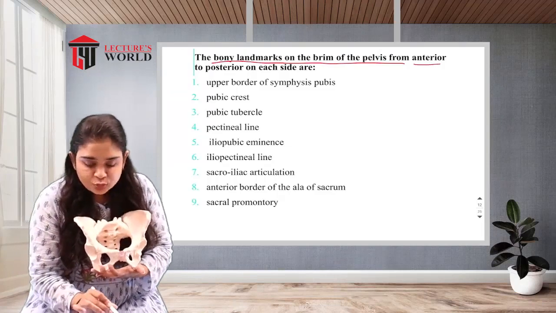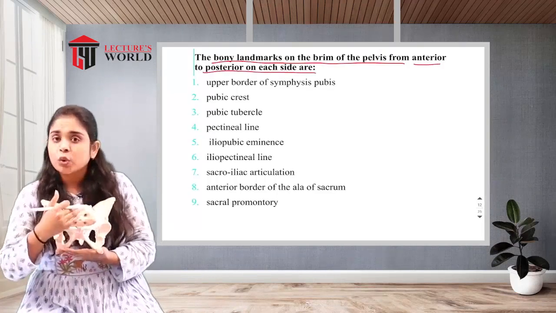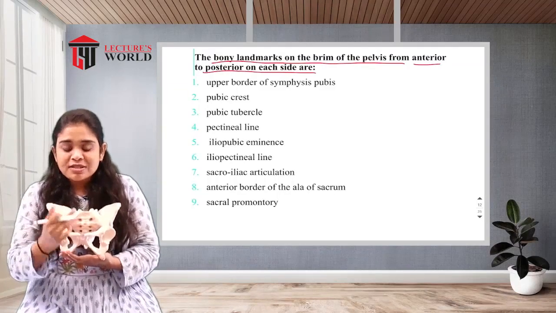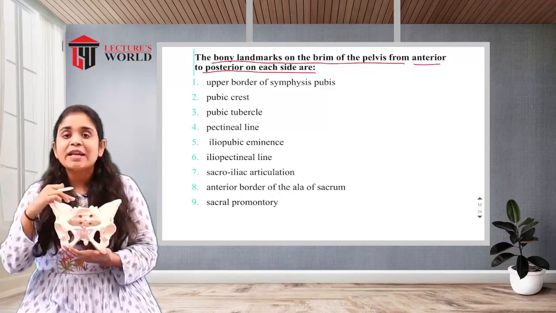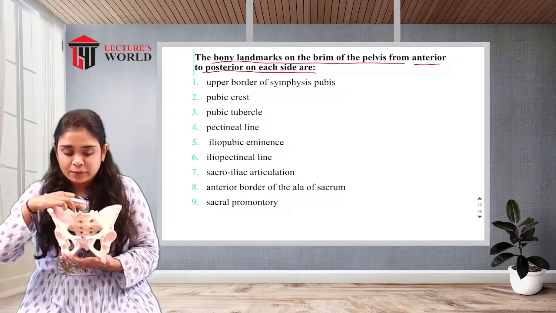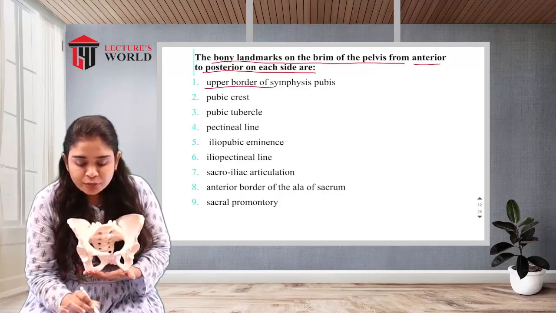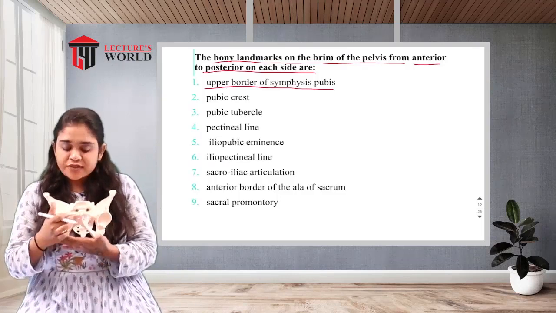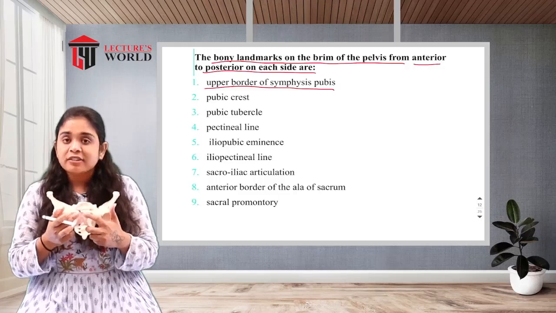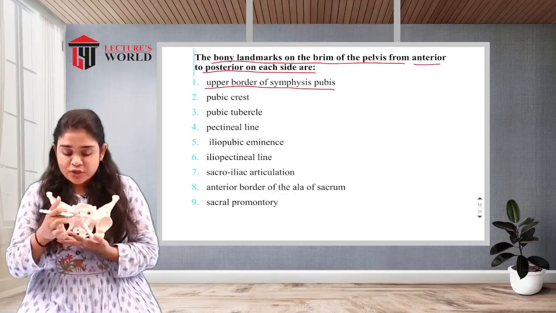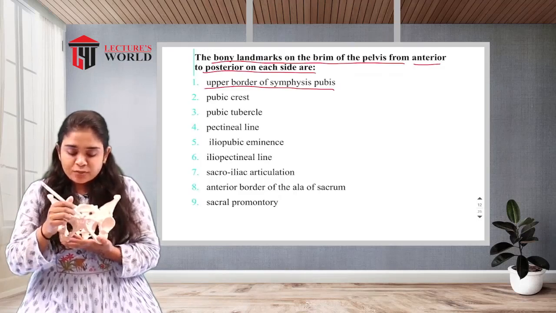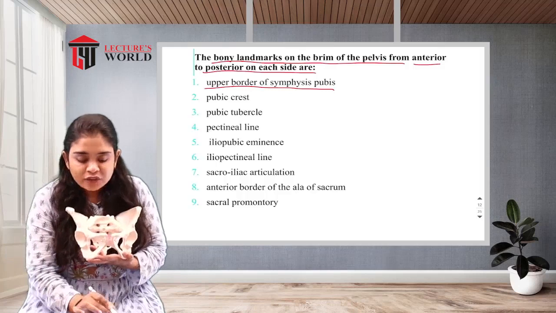So from anterior to posterior on each side. As I have told earlier, this is the anterior part and this is the posterior part. So the landmarks will start from the anterior part and end at the posterior part. So from here we will start and come to the posterior part. First one is the upper border of the symphysis pubis. As we have seen earlier, the two pubic bones are going to end and connect with the symphysis pubis. So this middle part is known as the symphysis pubis. So here the upper border of the symphysis pubis, then after that the pubic crest.